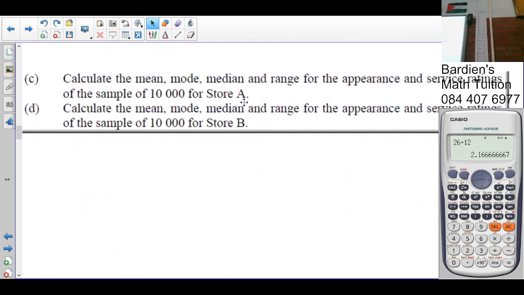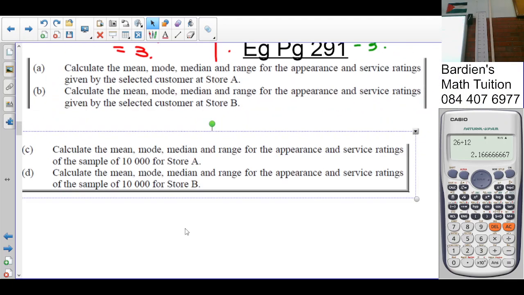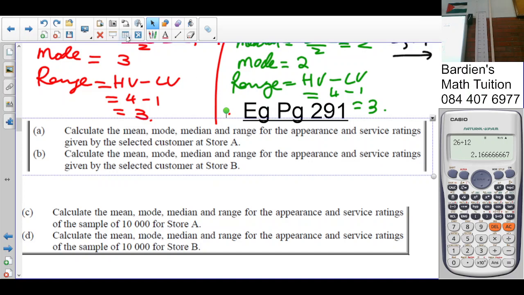B. Calculate the mean, median, and the range of the appearance and the service rating of a sample of 10,000 for store A. Alright, so I'm going to take this off here.